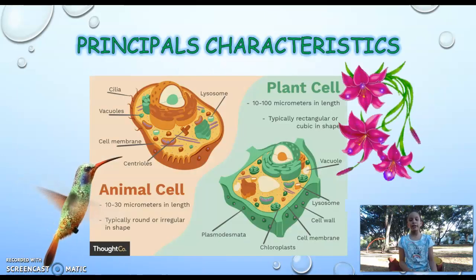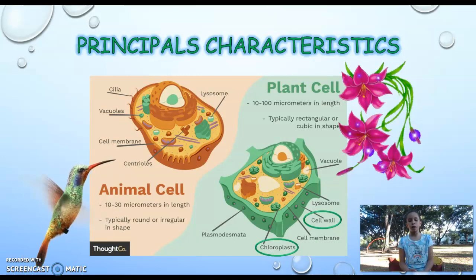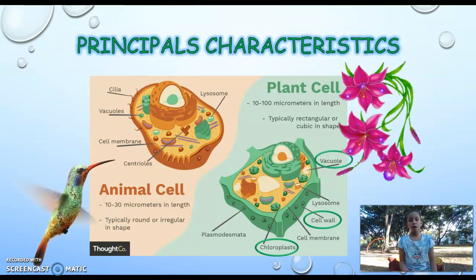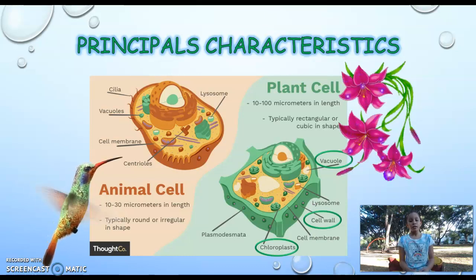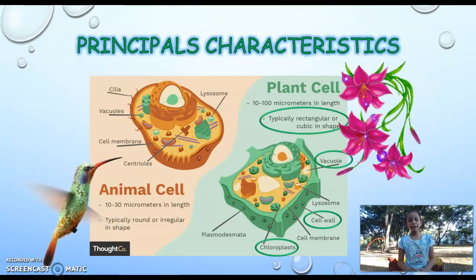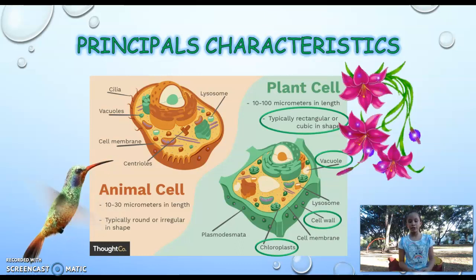Principal characteristics: 1. Cell wall. 2. Chloroplasts. 3. Have the largest vacuole. And 4. Typically rectangular or cuboid in shape.